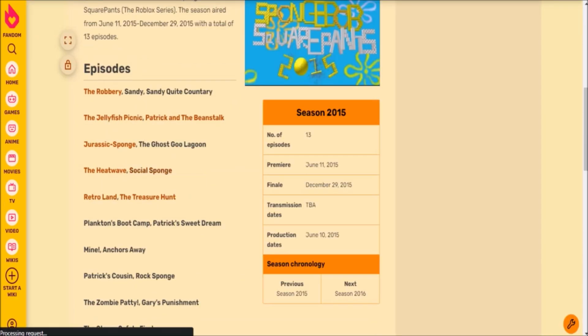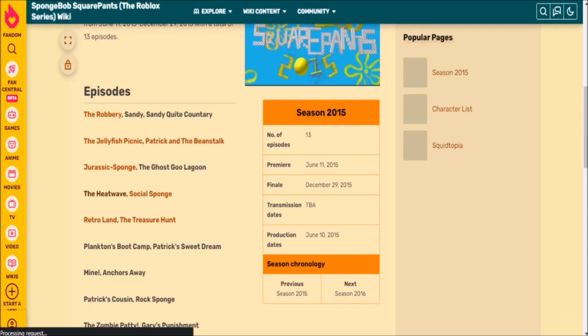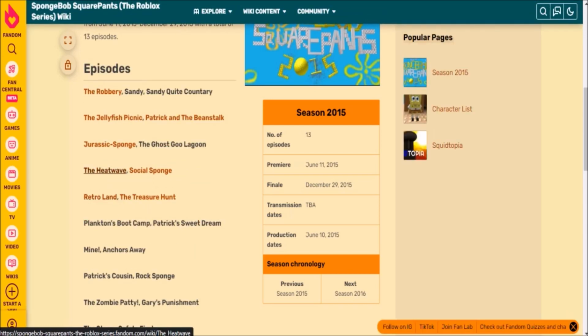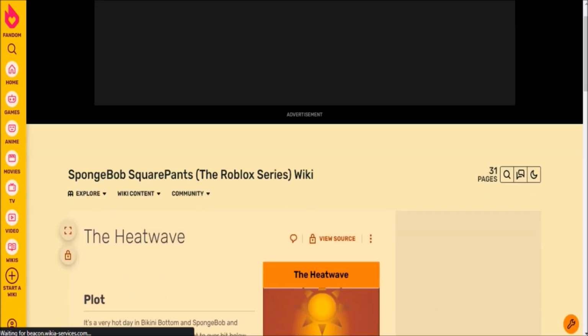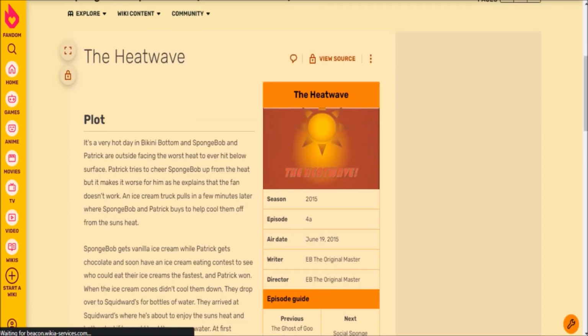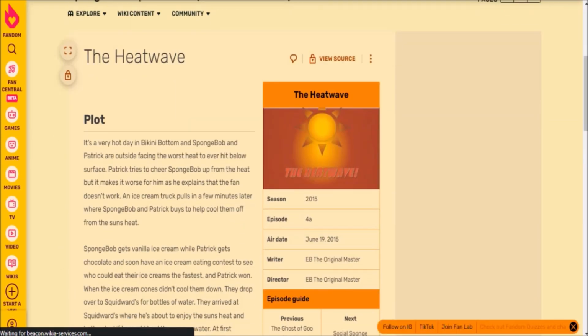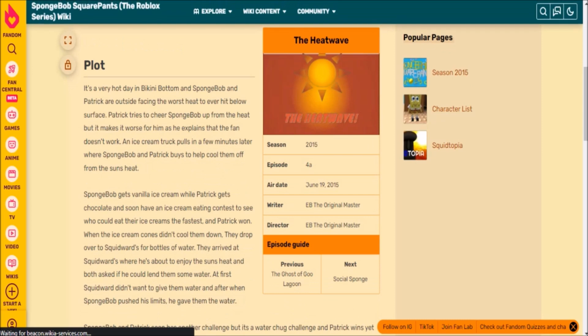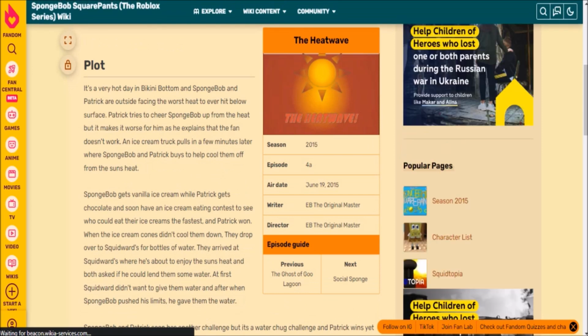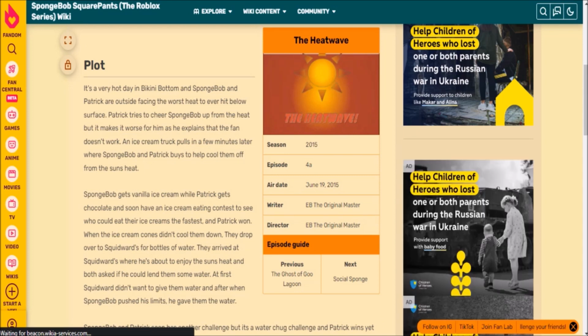Alright, so next is the heat wave. The plot is, it's a very hot day in Bikini Bottom, and SpongeBob and Patrick are outside facing the worst heat ever to hit below the surface. Patrick tries to cheer SpongeBob up from the heat, but it makes it worse for him, as he explains that the fan doesn't work.